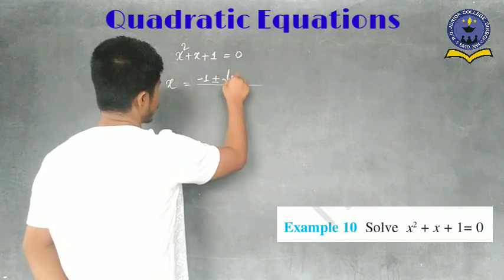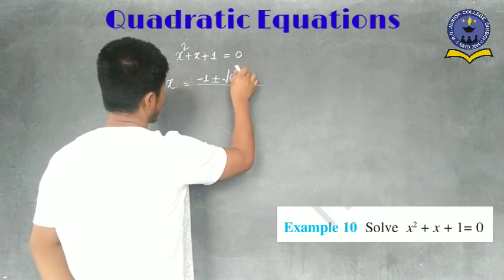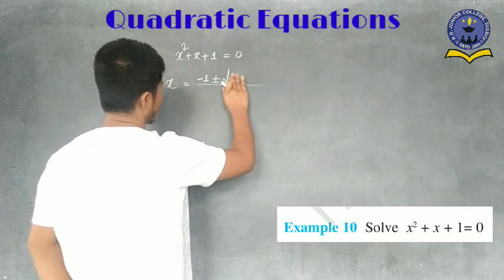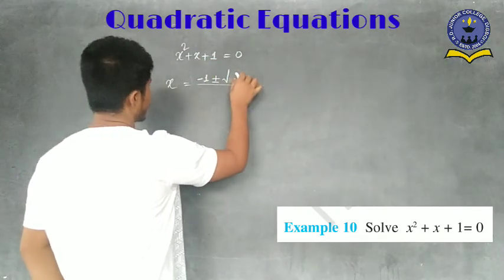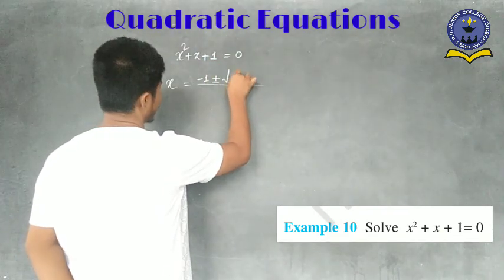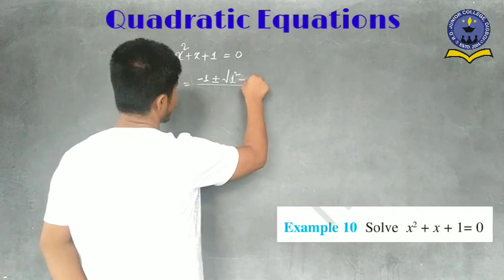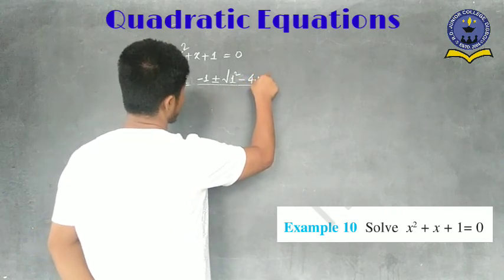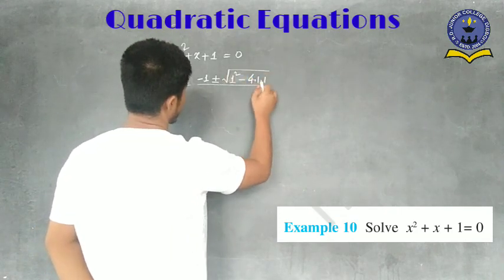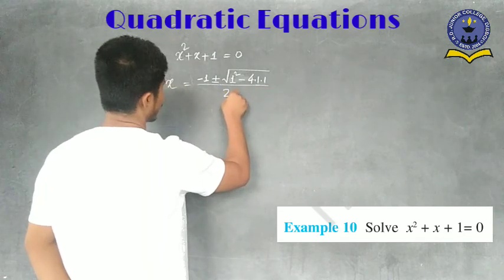B square means what? Minus of 1 whole, 1 whole square here. So here what you have to write, b means what? 1, so that's why we have to write 1 square. And minus 4a, a means what? 1, c means what? 1, divided by twice a, 2 into 1.